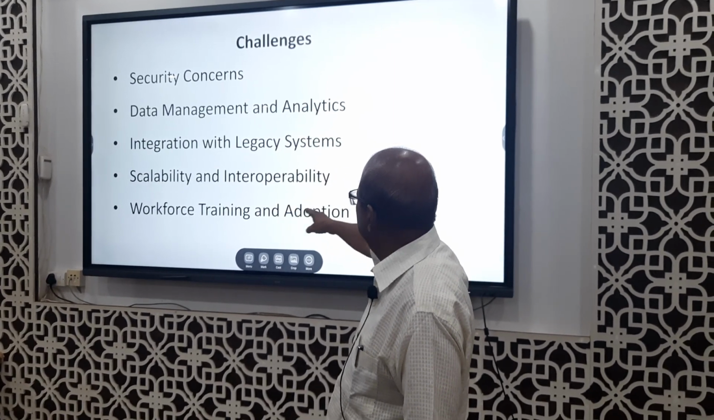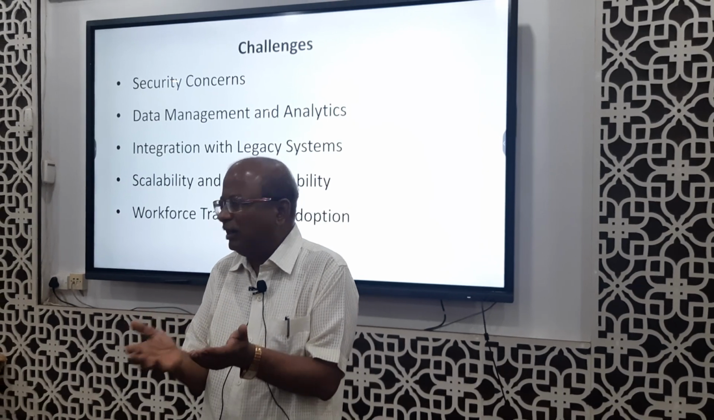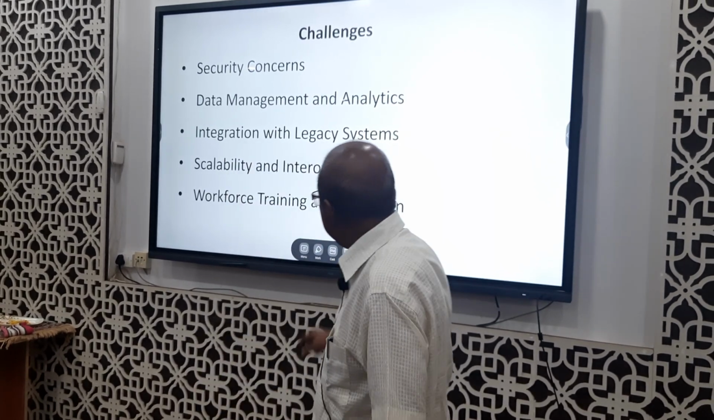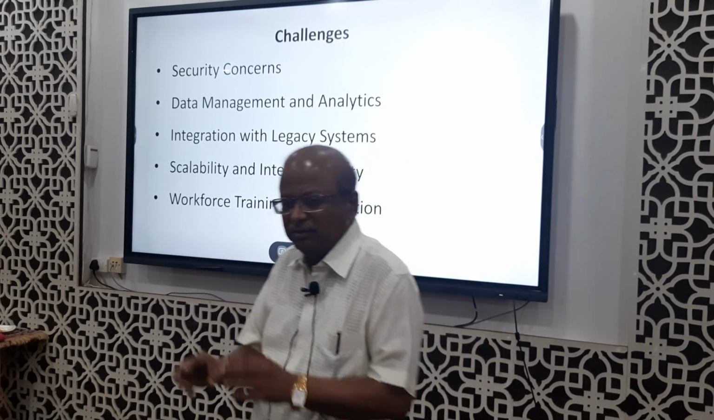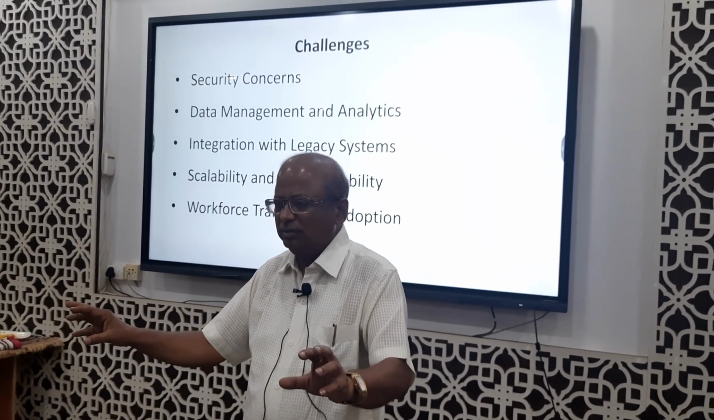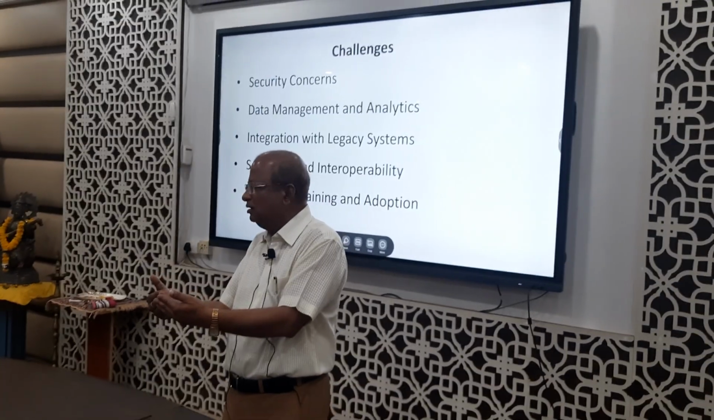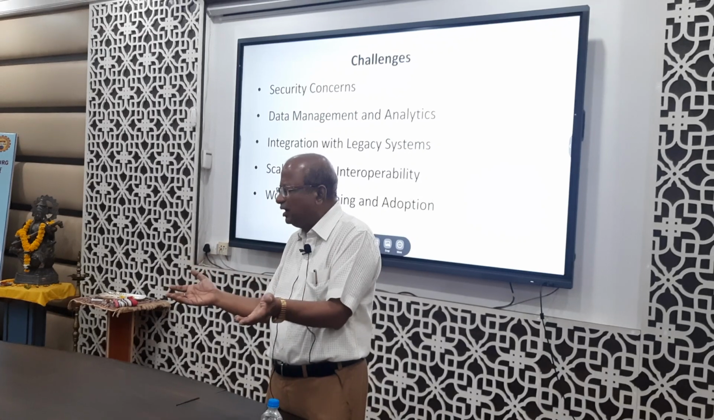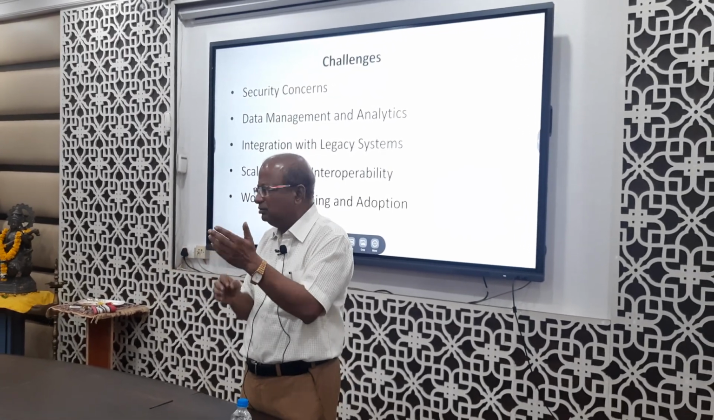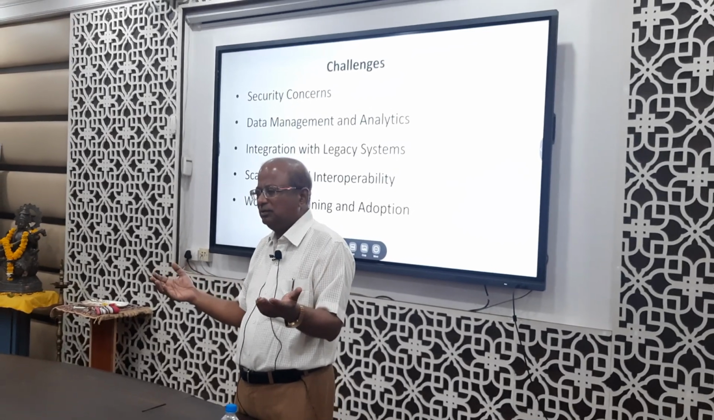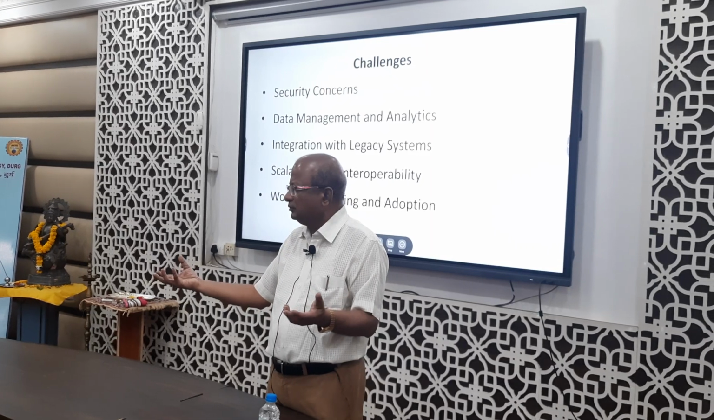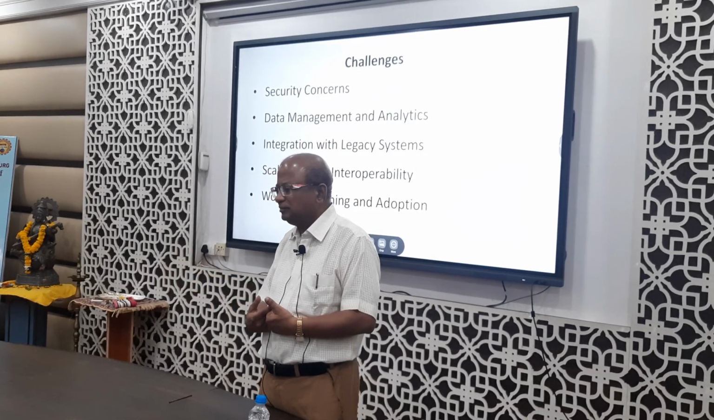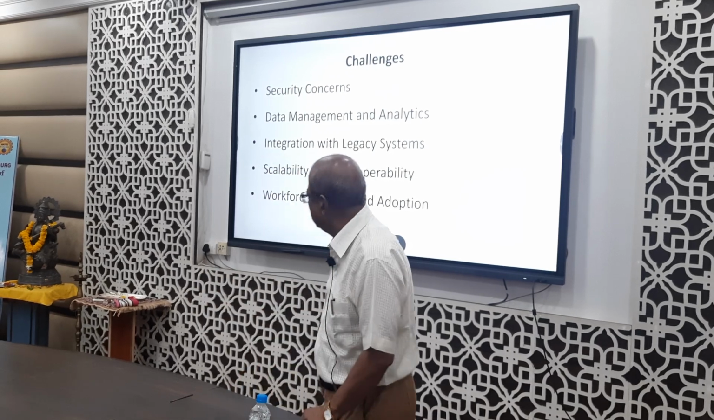Integration with legacy systems, scalability and interoperability. Scalability means one advantage of IoT is that it is scalable. You can go on adding more and more sensors, etc. But how to enhance interoperability? Suppose different platforms are working, then how to make them interoperable? What is an example of a very good interoperable system? One is the internet. Java also; Java, which you teach, is interoperable. In the internet also, maybe Linux, DOS, Windows, different operating systems, all are traveling on the same platform. So this is called interoperability.